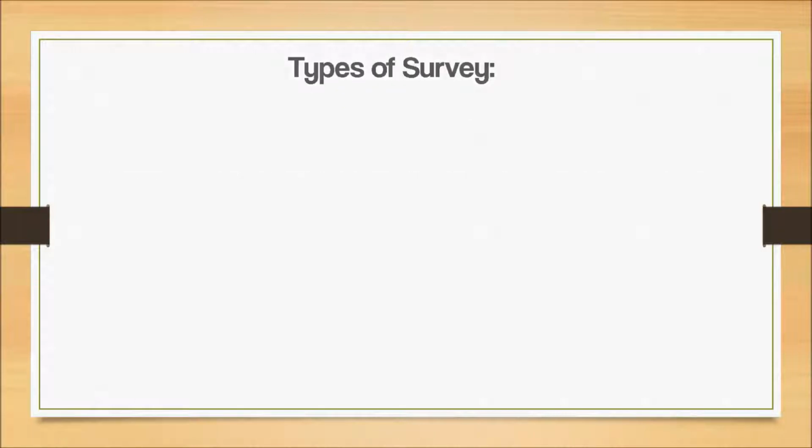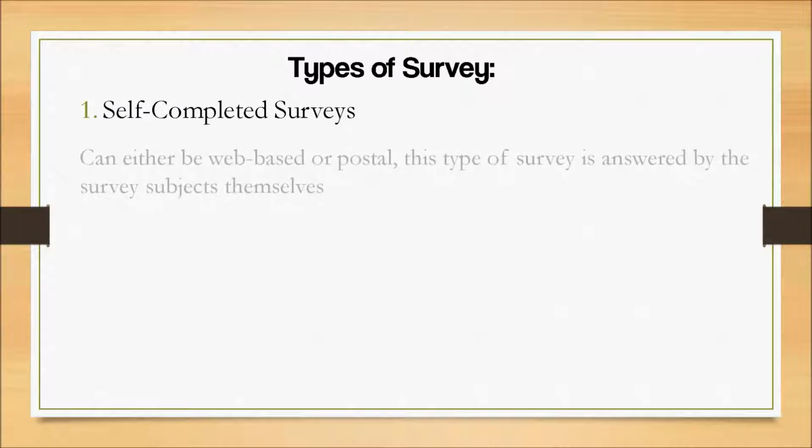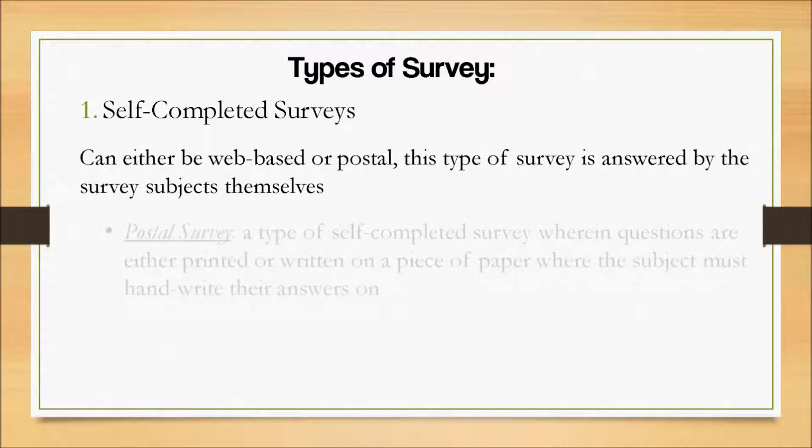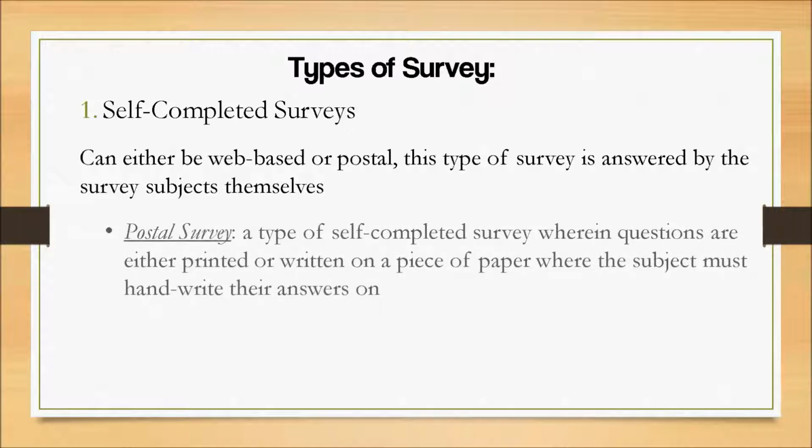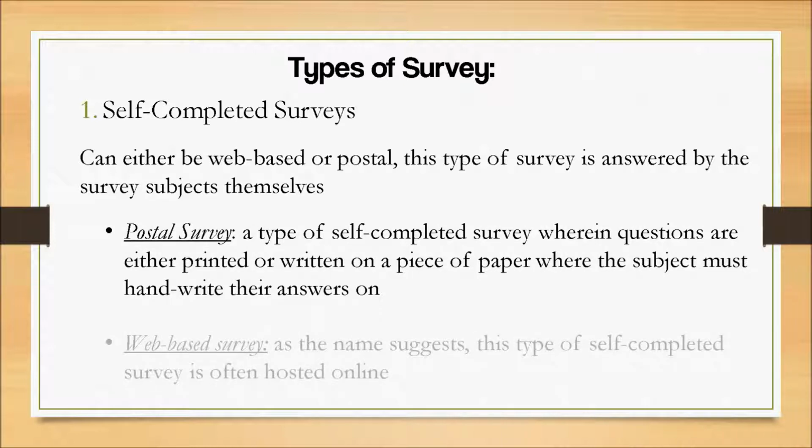Types of survey. Self-completed surveys can either be web-based or postal. This type of survey is answered by the survey subjects themselves. Postal survey, a type of self-completed survey wherein questions are either printed or written on a piece of paper where the subject must handwrite their answers. Web-based survey. As the name suggests, this type of self-completed survey is often hosted online.